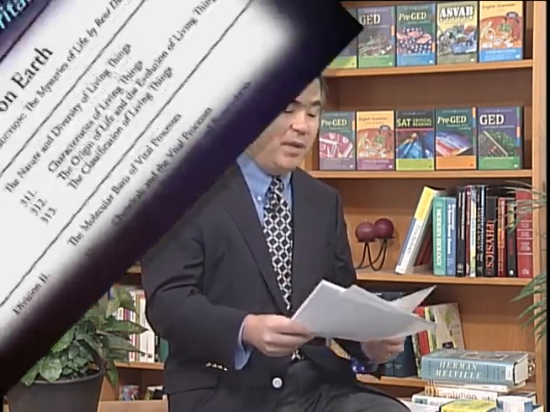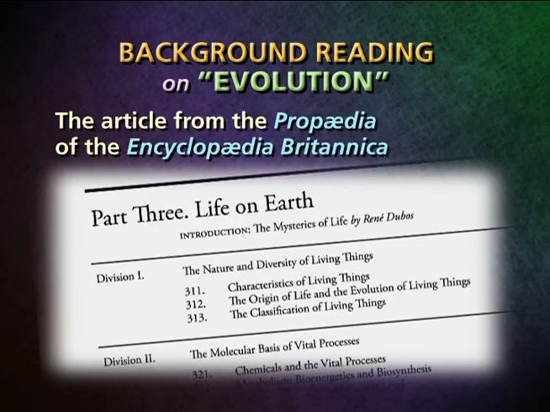Well, where would evolution be within this 10-part structure? By leafing through it, we can figure out that evolution appears in Part 3, which is headed Life on Earth. And Part 3 is itself divided into 5 different sections, of which the first section, called Division 1, is headed The Nature and Diversity of Living Things. And within Division 1, there are 3 subject headings. Subject heading 311 is Characteristics of Living Things. Subject heading 312 is titled The Origin of Life and the Evolution of Living Things. Aha, we've hit pay dirt.